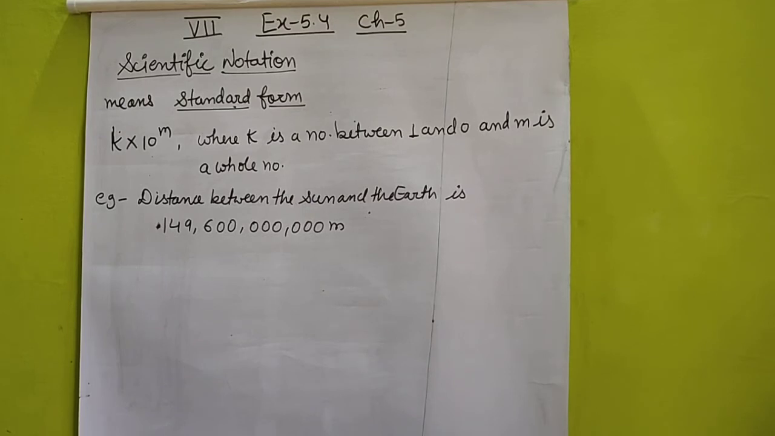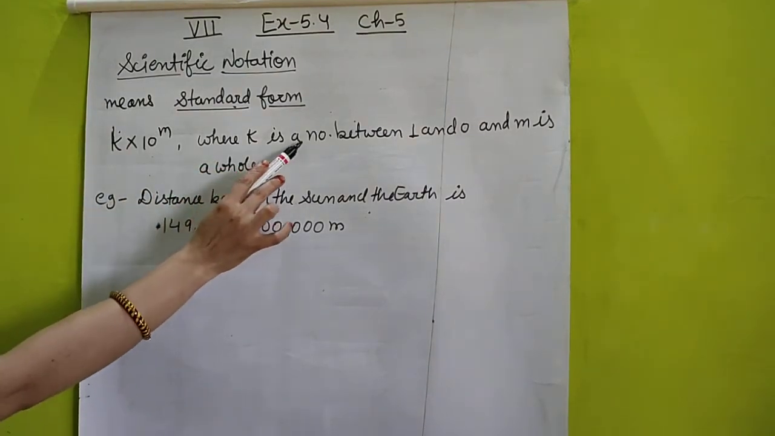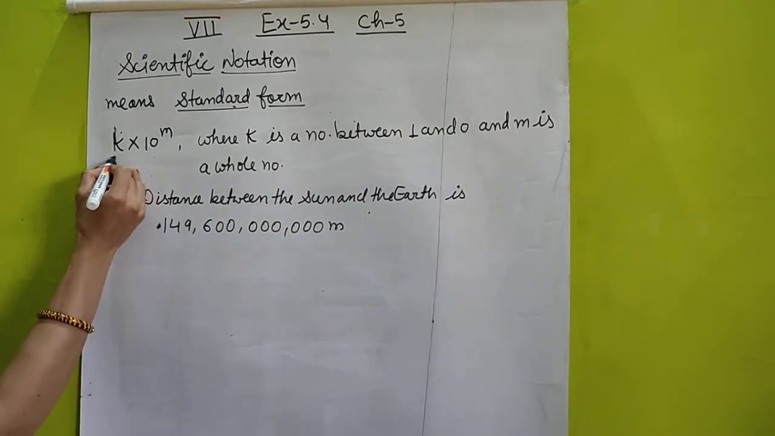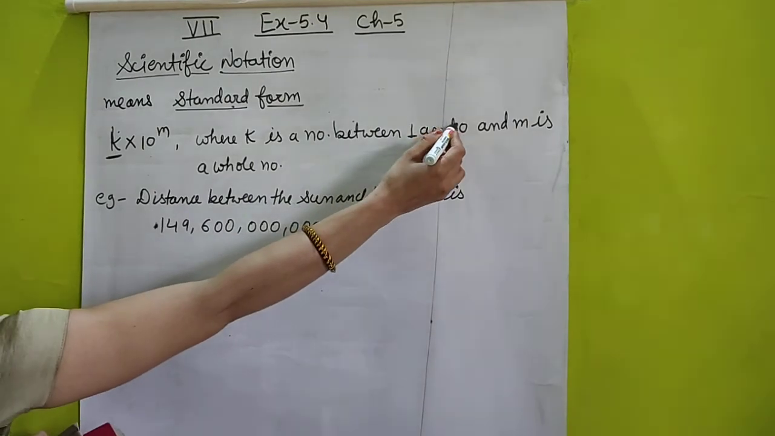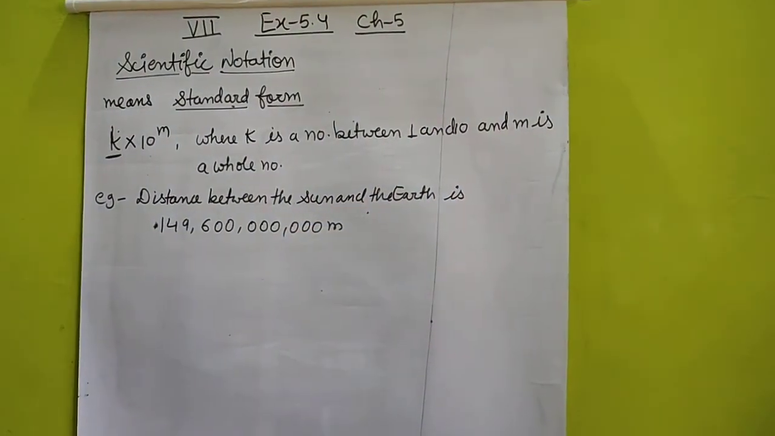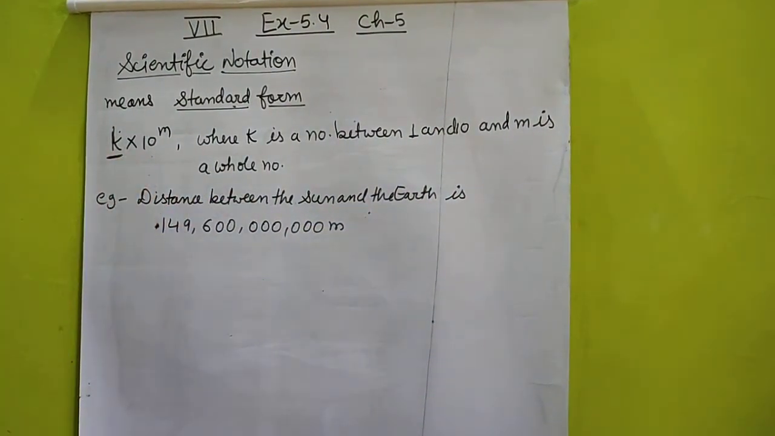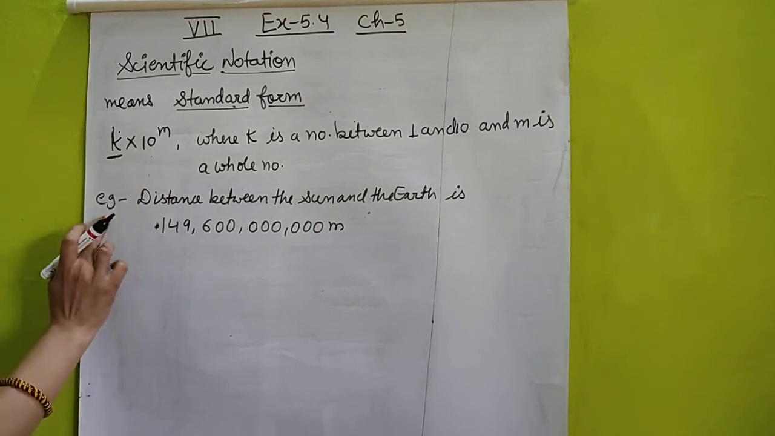So here, k into 10 to the power m, where k is a number between 1 and 10. The value of k should be between 1 and 10, and m is a whole number. Students, it will be more clear by taking examples.